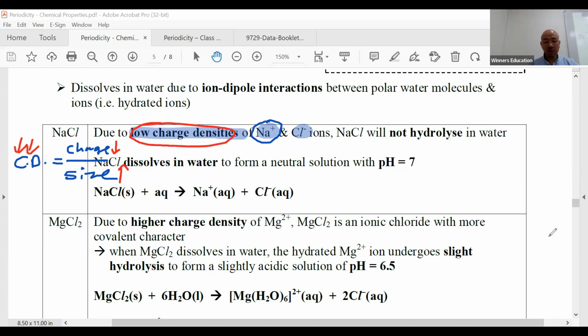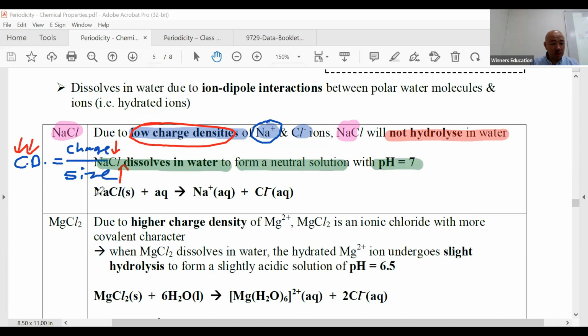Done. Bonding 101. Energetics 101, right? So because of its low charge density, the sodium chloride salt will therefore not what? Will not hydrolyze in water. What they do is they only dissolve in water to form a neutral solution of pH equal to 7.